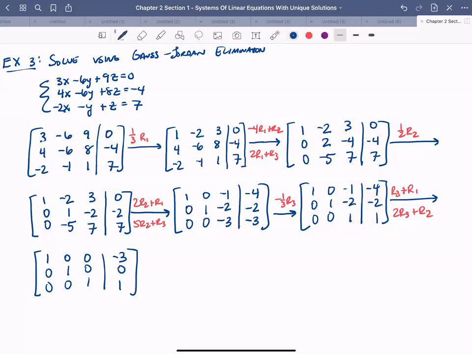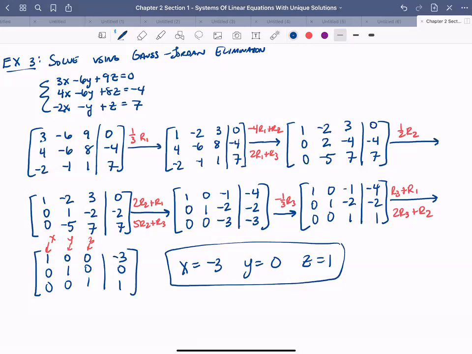Now, what does this tell us? This tells us our answer. Remember, this is our X column. This is our Y column. This is our Z column. So this tells us that X is -3, Y is 0, and Z is 1. There is our answer.